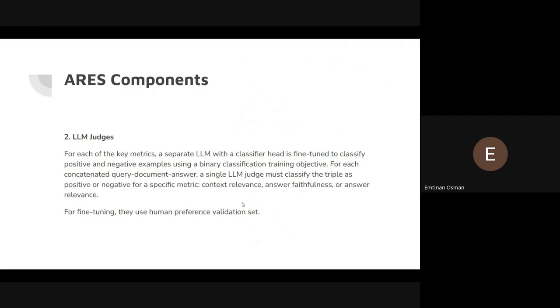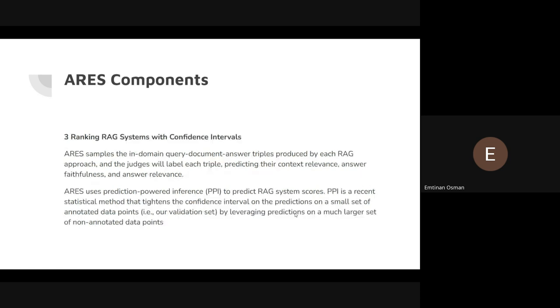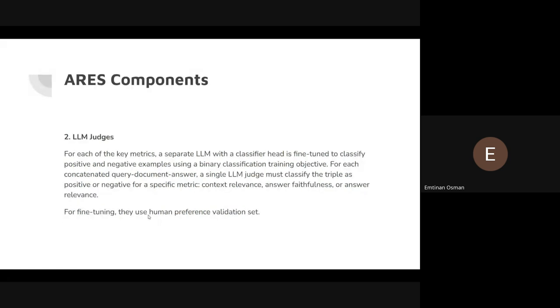The second part is the LLM judges, as I said. For each of the key metrics, they are measuring three metrics in ARES. They have a separate LLM with a classifier head fine-tuned to classify positive and negative examples. For the fine-tuning, they use a human preference validation set. I'm mentioning this in particular, this thing with the human preference validation set.